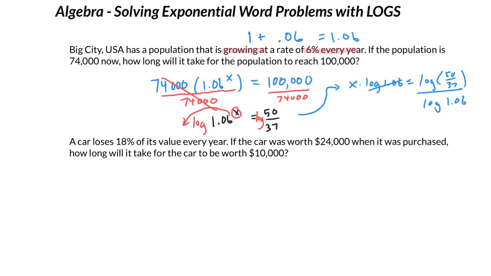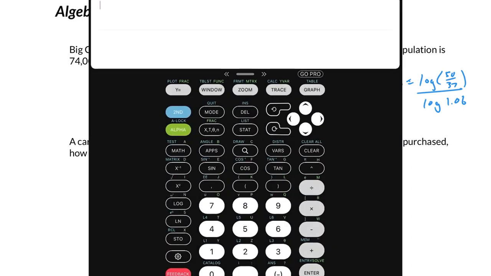Let's type that in. And let me actually type this in like I hadn't done any reducing. So let me type log of 100,000 divided by 74,000, that initial division I did, divided by the log of 1.06. This will tell me how many years it's going to take. 5.17 years. All right, let's do one other problem.